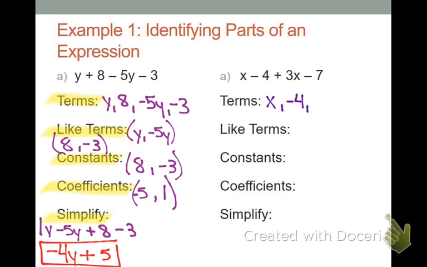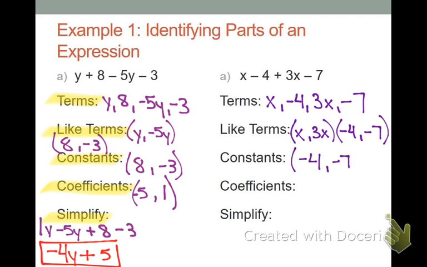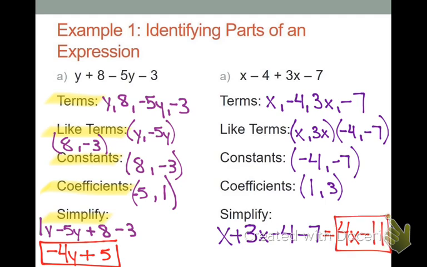Everybody together, what are the terms of this expression? x, negative 4, 3x, negative 7. What are the like terms? x, and 3x, and negative 7. Very good. What are my constants? Negative 4, negative 7. What are the coefficients? 1 and 3. So we do need to remember it's only the number part, not the variable. And when we simplify, what did we get? 4x minus 11. Who got 4x minus 11? Okay. All right.